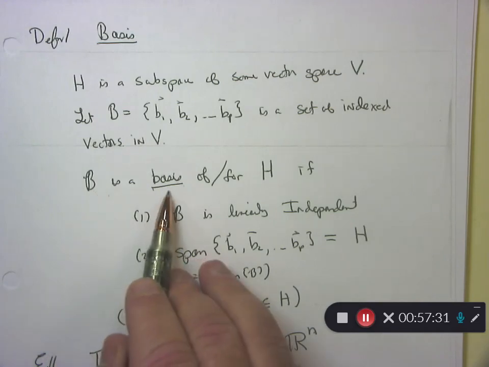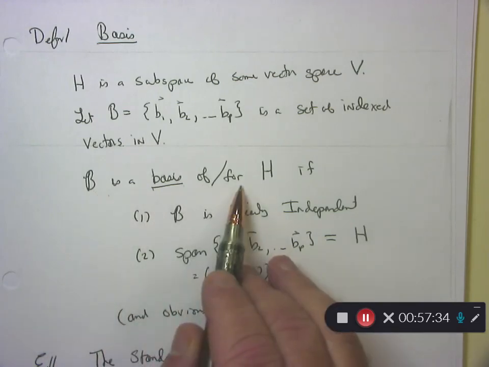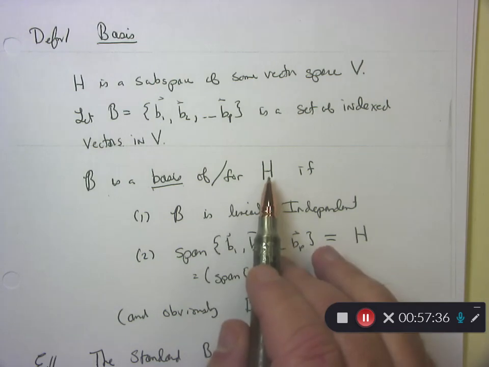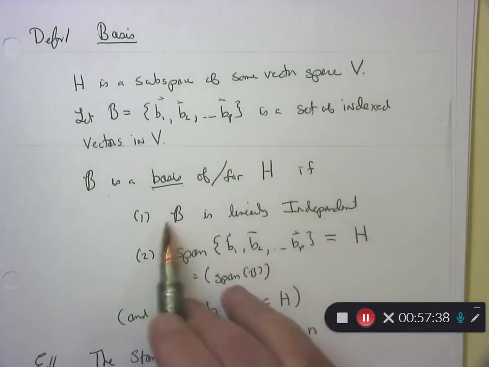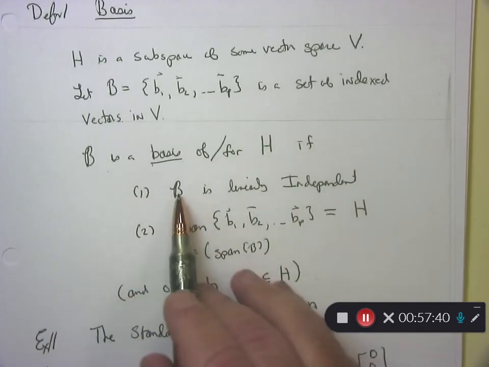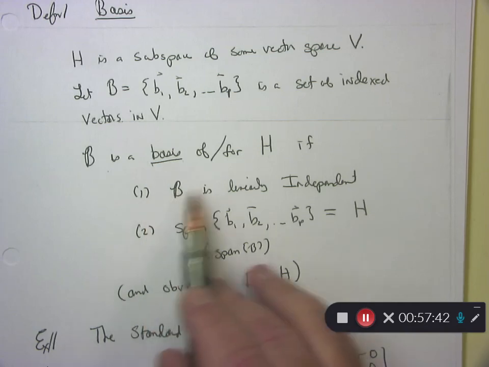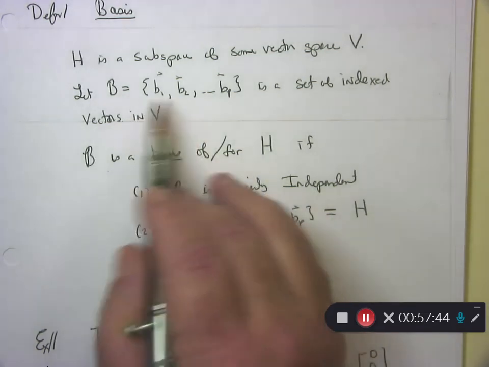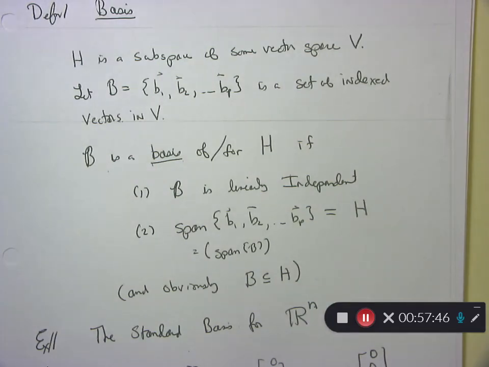B is a basis of, or for, however you want to describe that, the space H, if two things happen. One, B is linearly independent. This set of vectors is linearly independent. So if you're going to have a basis for a vector space, the first thing is you look at those vectors and they have to be linearly independent.